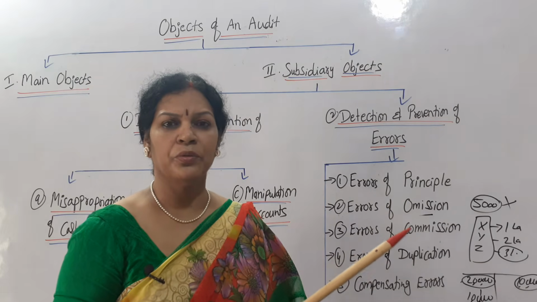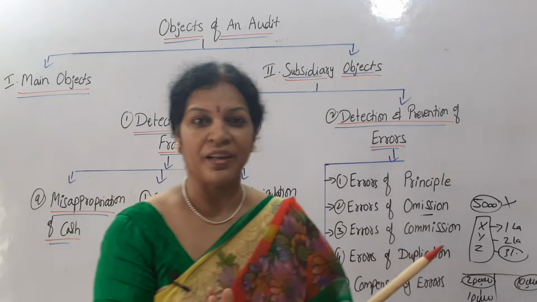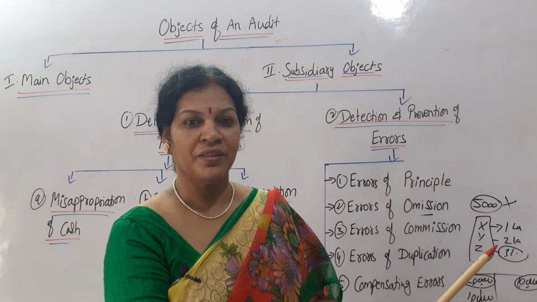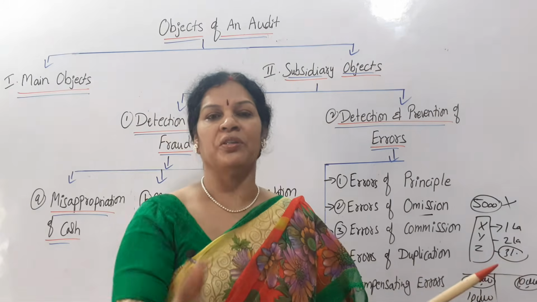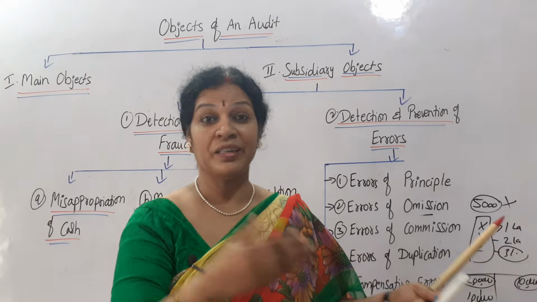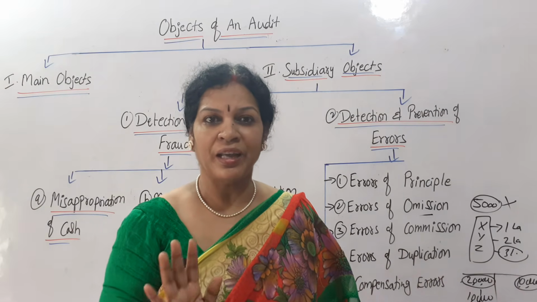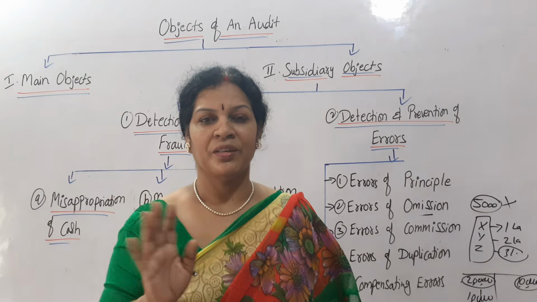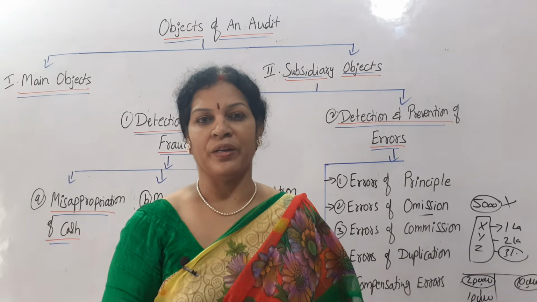Any time when you do any kind of mistake that is compensated with another mistake, especially in the trial balance, it happens. Debit side you have to write some amount, you did not write, and credit side also same amount you did not write. Means both the sides you did not write. Then automatically the trial balance will tally. It doesn't show any difference. This is a compensating error. Very difficult to find out.